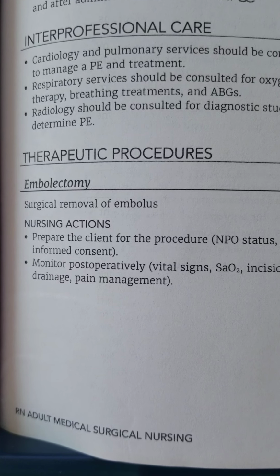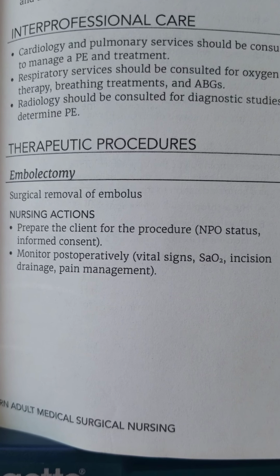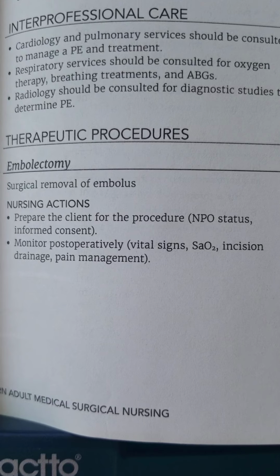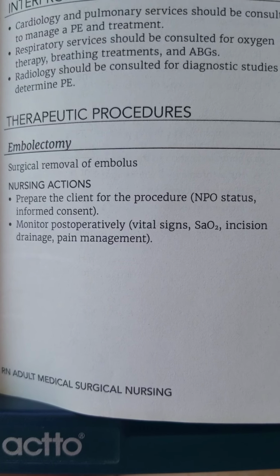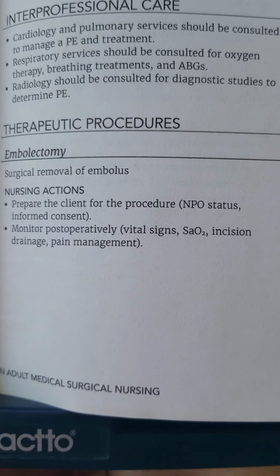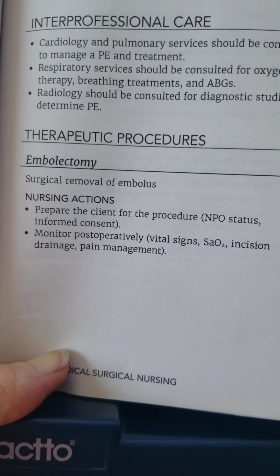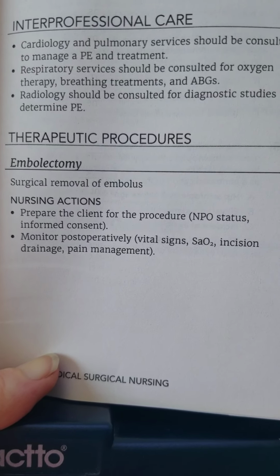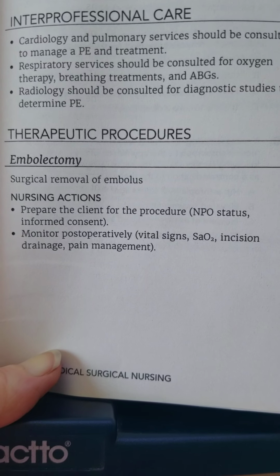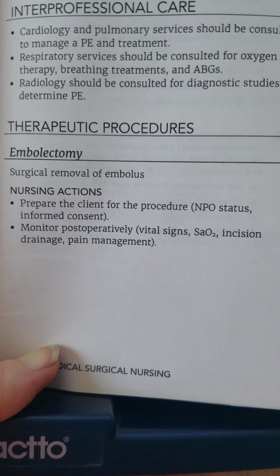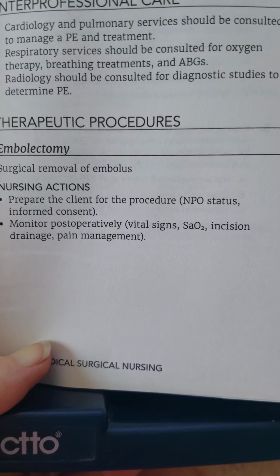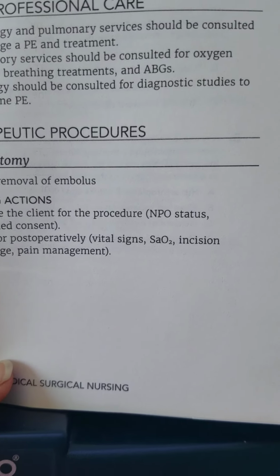Page 151, ATI Chapter 24, continuing with pulmonary embolism. Therapeutic procedures would be an embolectomy, which is a surgical removal of the embolus. Nursing actions would be to prepare the client for the procedure, which would include NPO status and informed consent. Monitor post-op vital signs, SaO2, incision drainage, and pain management.